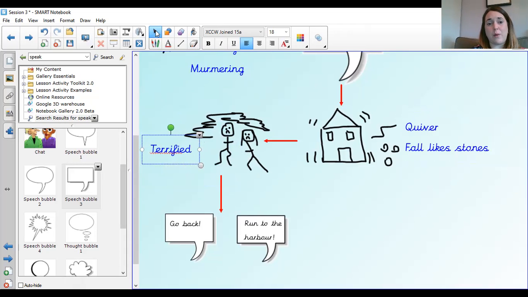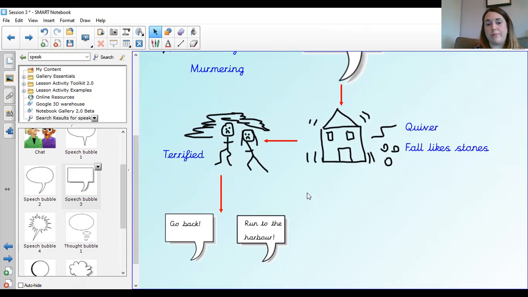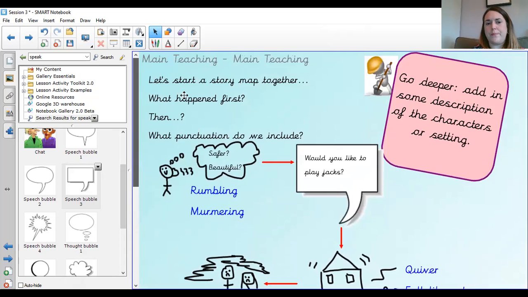It doesn't have to be in the exact words of the story. You can put your own words in. Right, I'm going to stop there.